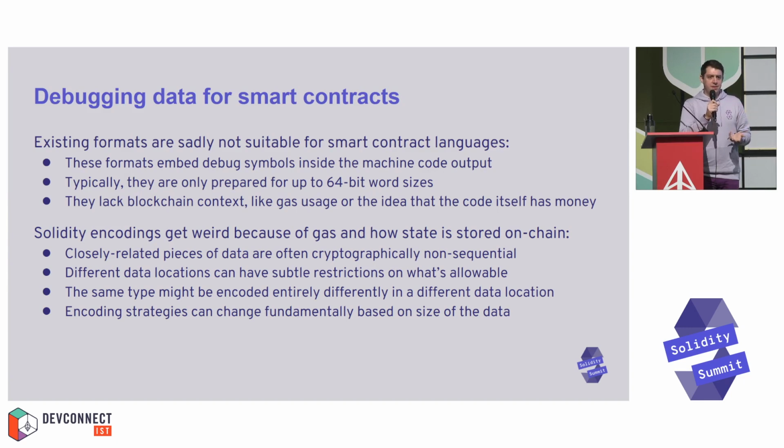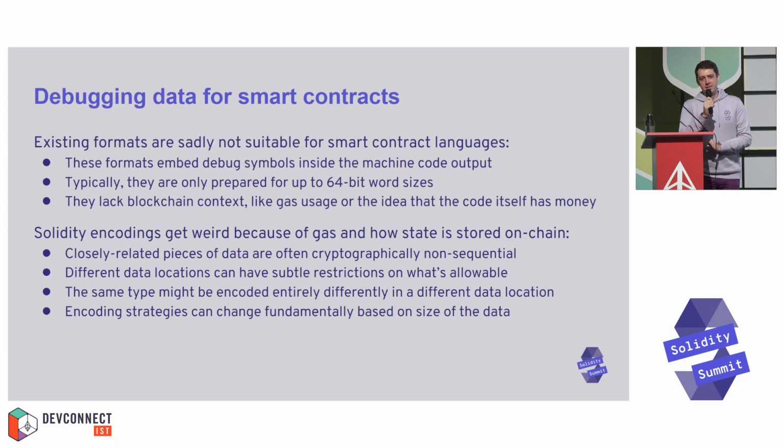I don't think there are any 256-bit physical computers in the world today, maybe. And certainly these existing debugging data formats do not have any concept of the code that is running having its own money. So yeah, that won't work. And then Solidity kind of makes it worse. Well, because Solidity has to make it worse, right? We're dealing with the EVM, we're dealing with gas costs, so there are a number of choices that have been made over the years that make things quite interesting.